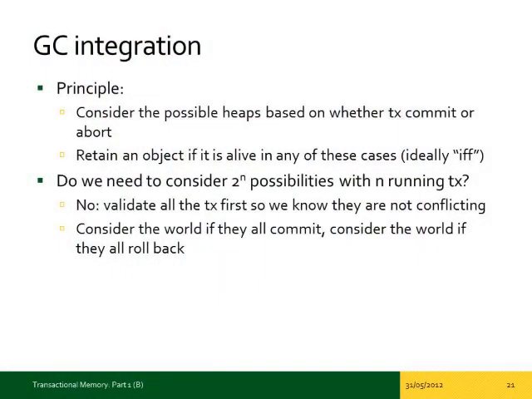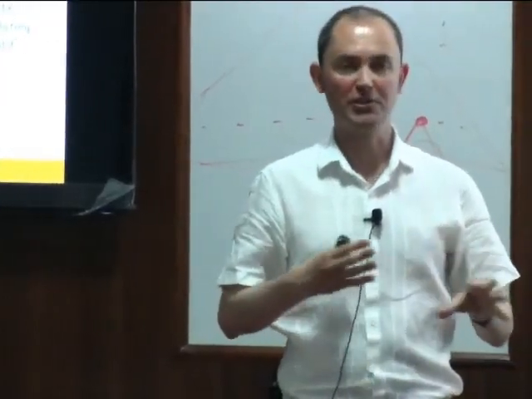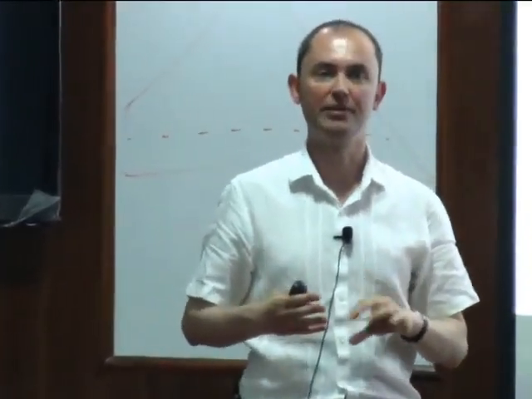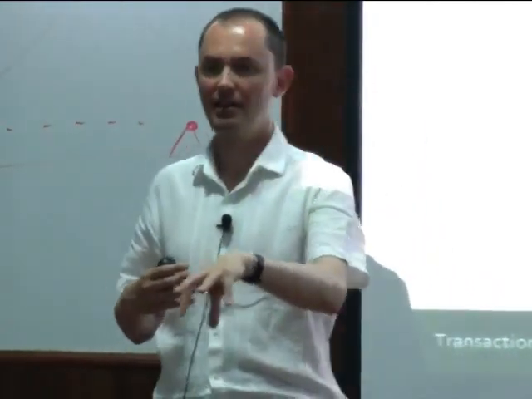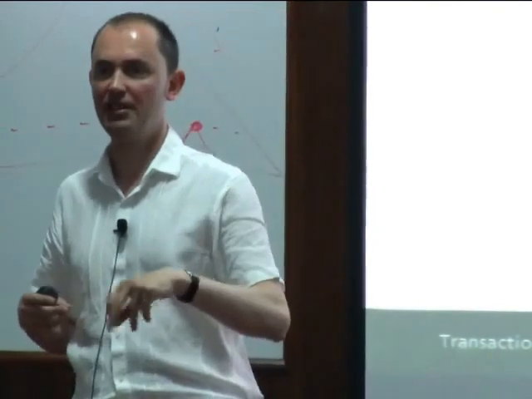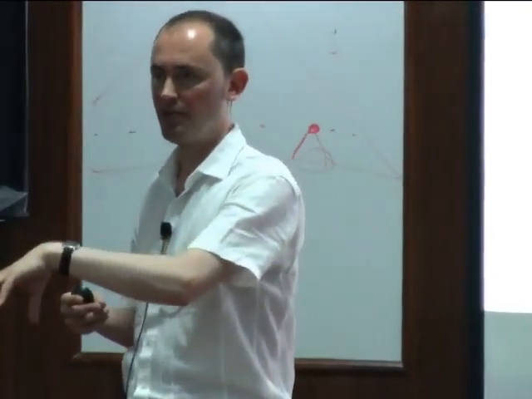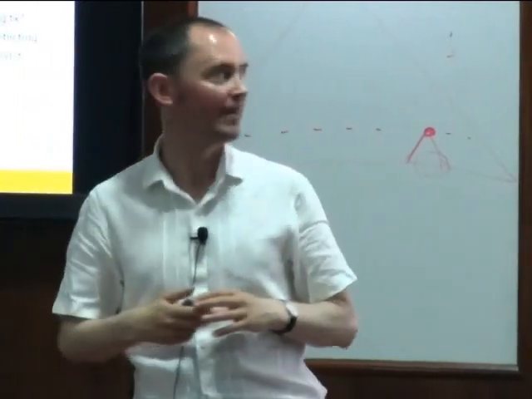So the intuition that we followed is to consider two possible views for the heap, and to make sure that the garbage collector will retain an object if it's reachable in the world where transactions abort, and also if it's reachable in the world where transactions commit.